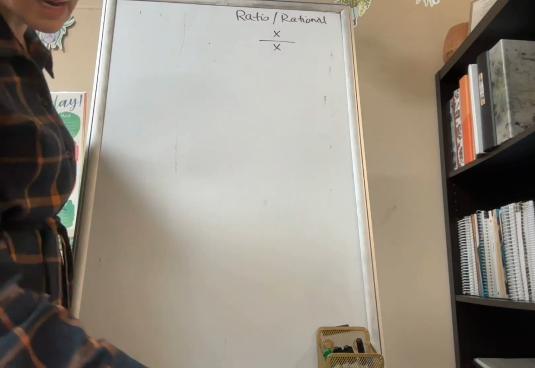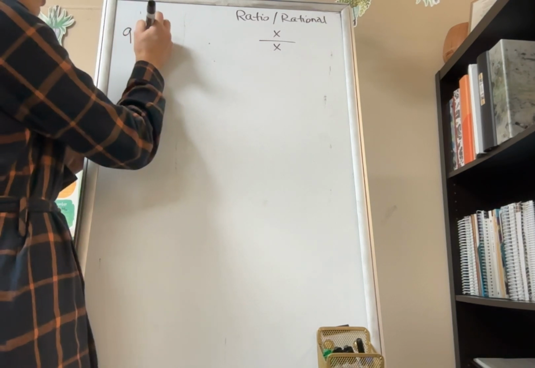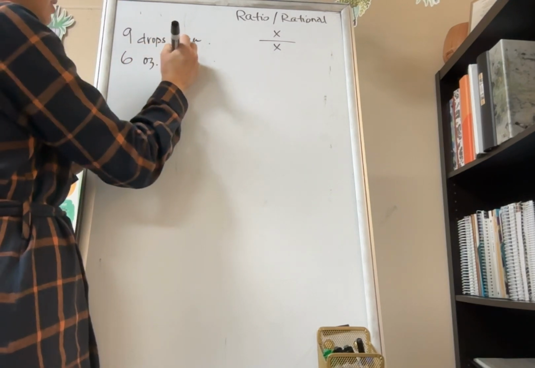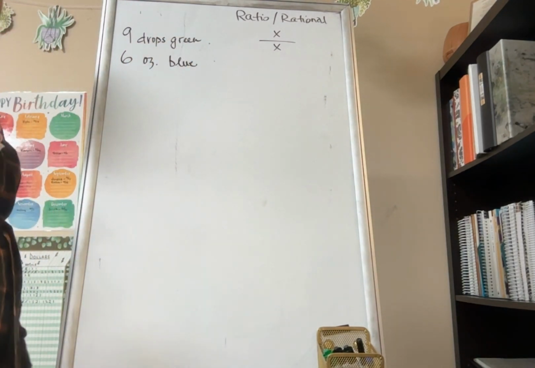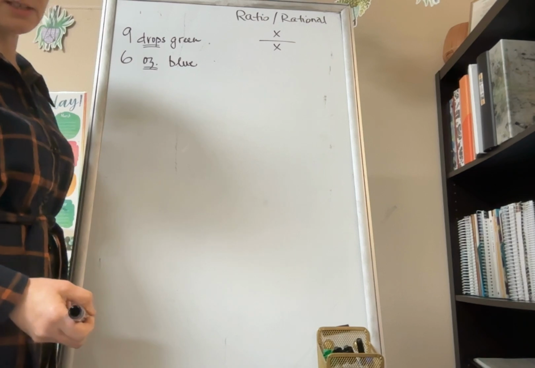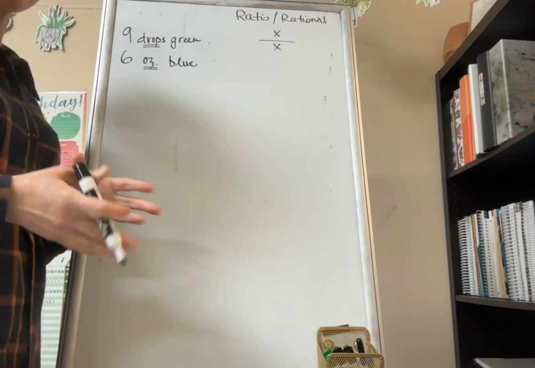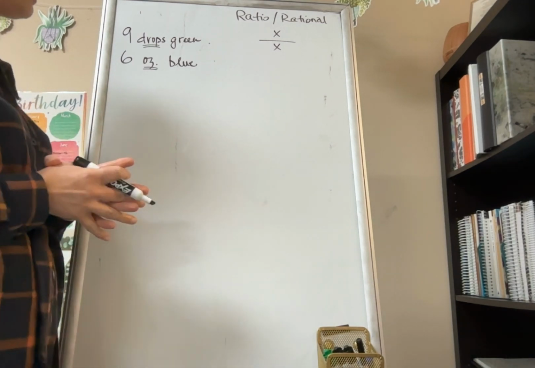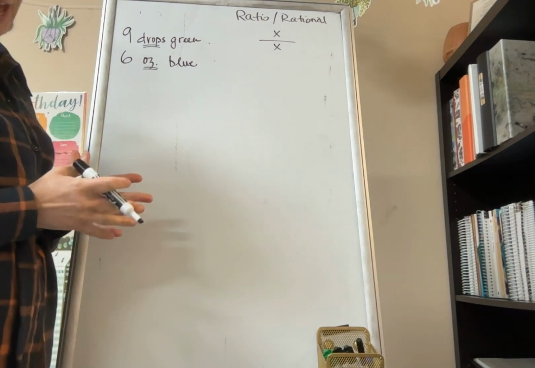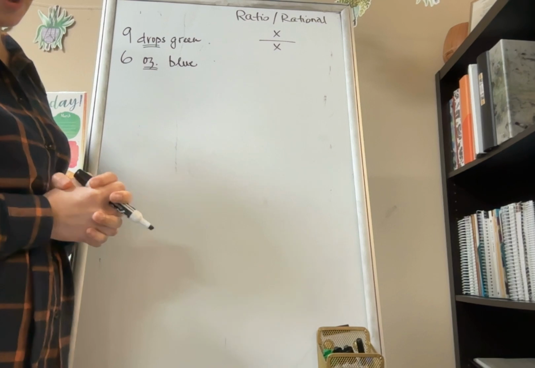Example 2, Jenna mixed 9 drops of green paint to 6 ounces of blue paint. So she had 9 drops of green, and then she has 6 ounces of blue. So these are the two different units that we're comparing. We're comparing drops and ounces. Before we were comparing boys to girls, etc. But when we're comparing two completely different units, then we call that a rate. And the unit rate is when we reduce that down to 1. So part A tells us to write a rate to represent the mixture and then find the unit rate.